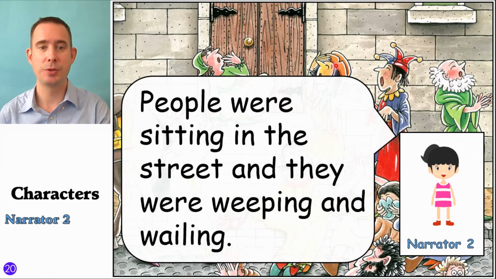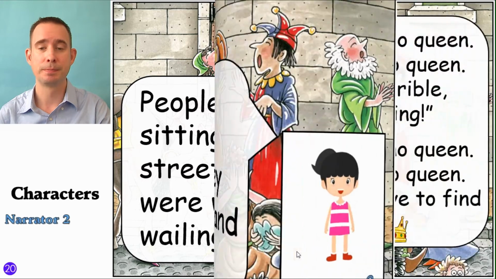Now the narrator 2. People were sitting in the street, and they were weeping and wailing. Weeping is a word for crying, tears. And wailing is a word for the noises you make when you're crying really hard. Oh, that's a wail. Weeping and wailing. Those two go together a lot.